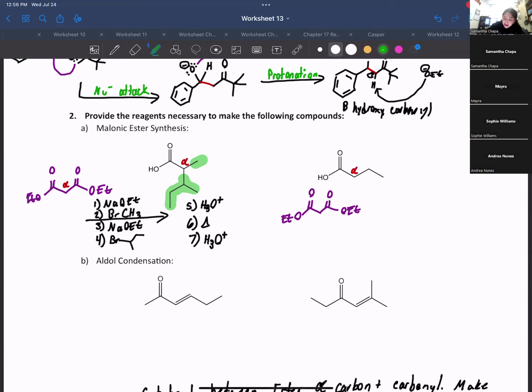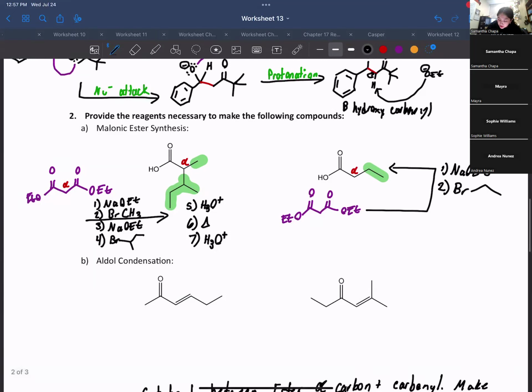And how many carbons are attached to that alpha carbon? There's a total of 2. So somewhere along the way, I'm going to have to use an alkyl halide with 2 carbons on it. And so how do I convert this reagent into the one that I desire? Always use a base first to make my nucleophile, and then you're going to use your alkyl halide with the desired amount of carbons, which is 2. So this is my 2 carbons that I'm adding.